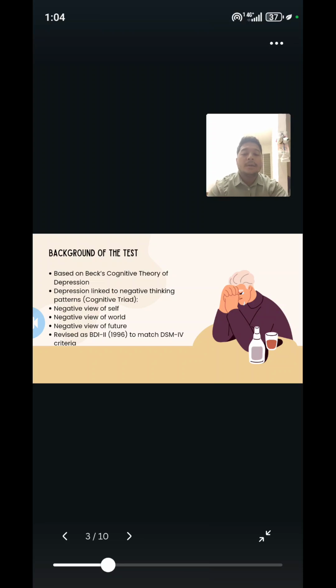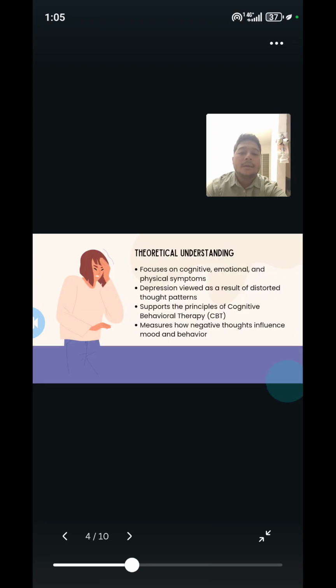The versions are BDI in 1961, BDI-1A in 1978, and BDI-2 in 1996. It has been translated into many languages. For the theory, it is for understanding the concept and measures cognitive, emotional, and physical symptoms. Depression is caused by disturbed or negative thoughts, the cognitive triad. The cognitive triad is: I am worthless, for the self; nothing will get better, for the future; and the world is unfair, for the world.